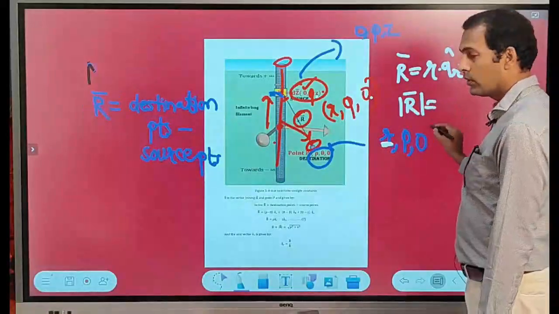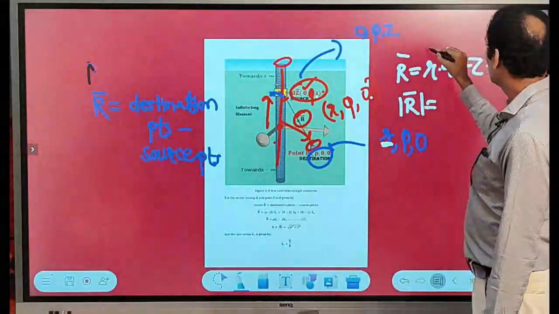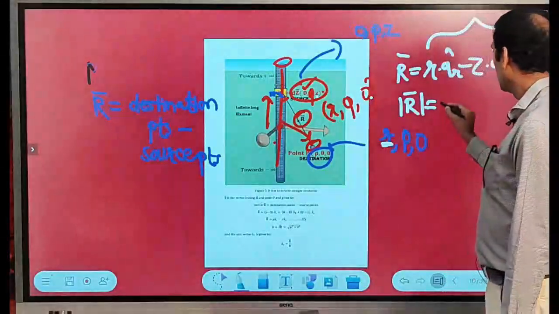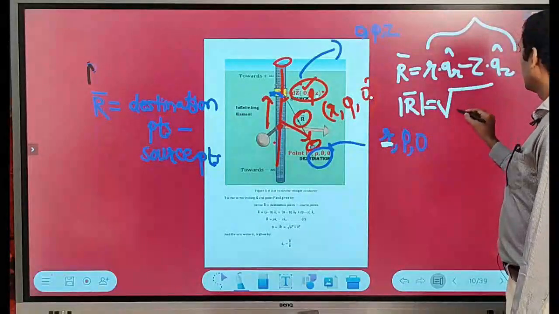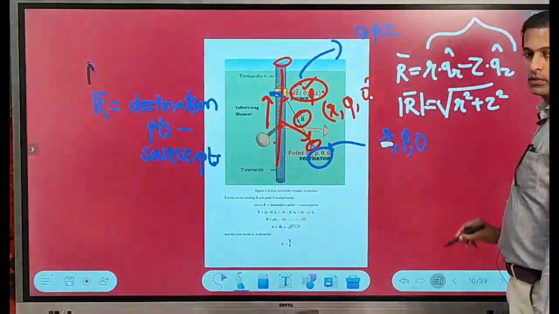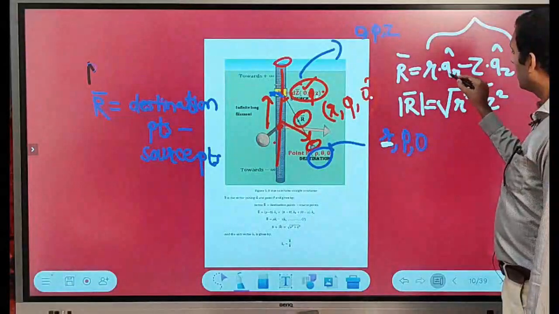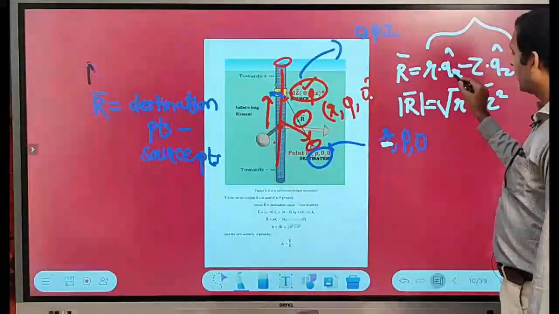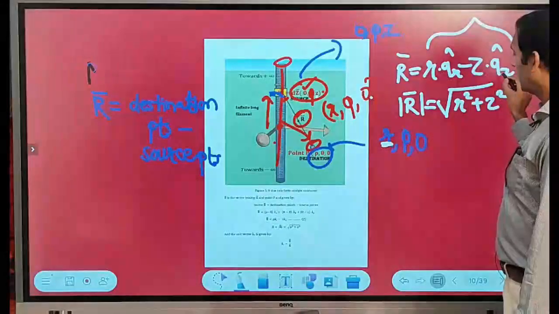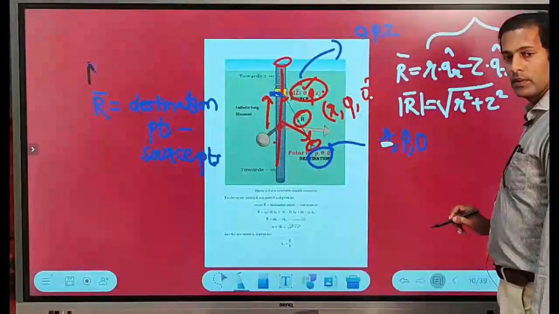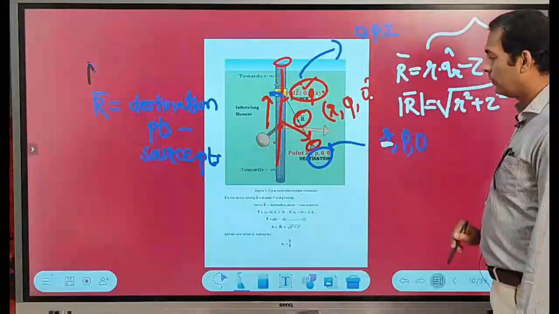How do we calculate the mod of r bar? We take the square root of the vector. What will the square root be? Here we will get r square plus z square. If we multiply the same vector with its unit direction, it will become 1, so if we take it square, it will become 1. So it will be r square plus z square.